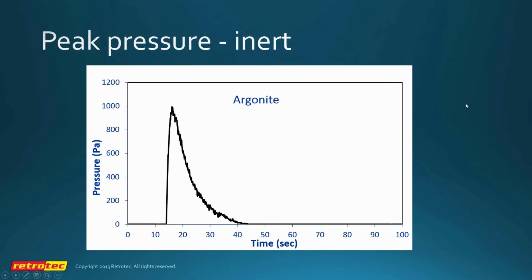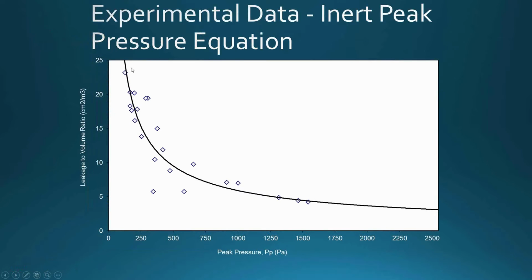So this is what a peak pressure looks like for an inert. A positive pressure spike, followed by a decline. The positive pressure spike happens in about the first 4 or 5 seconds, and then it declines to next to nothing. This means that the agent is flowing into the room extremely rapidly at first and then drops off very, very quickly.